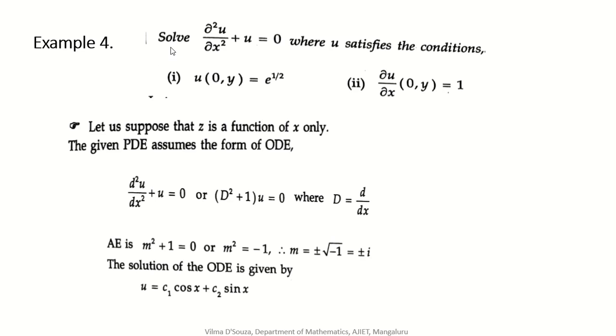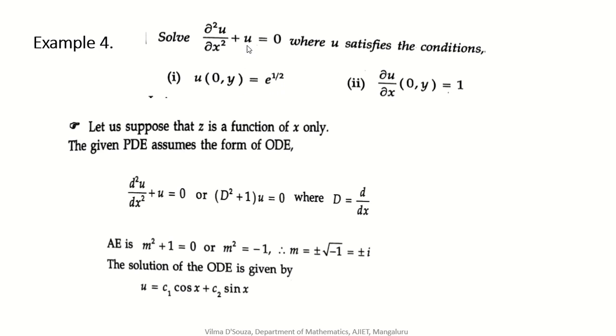Consider the next example. Solve ∂²u/∂x² + u = 0, where u satisfies the conditions u(0, y) = e^(1/2) and ∂u/∂x(0, y) = 1. So now you have solved, for example, a solution of a PDE of this type. Now what is this initial condition about? What is u(0, y) = e^(1/2)?